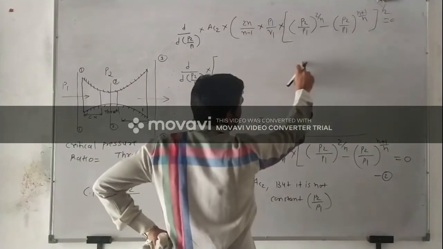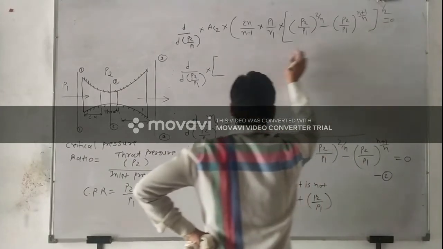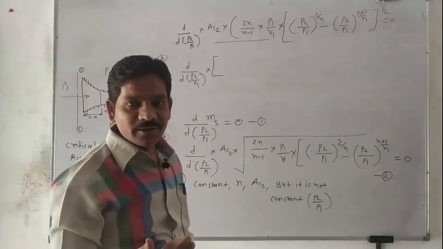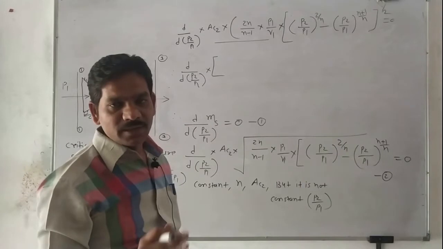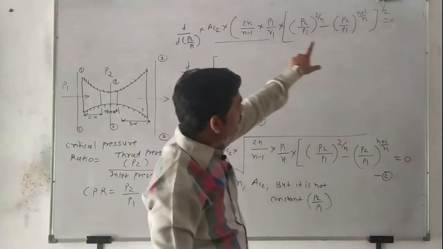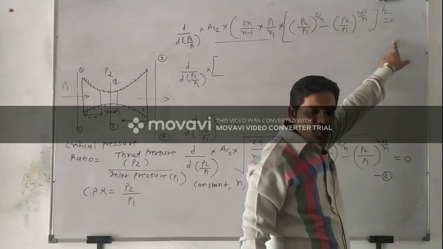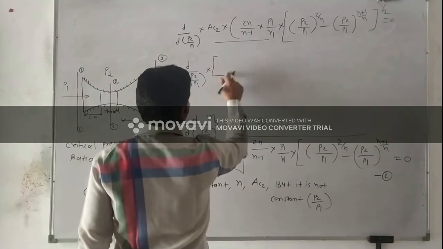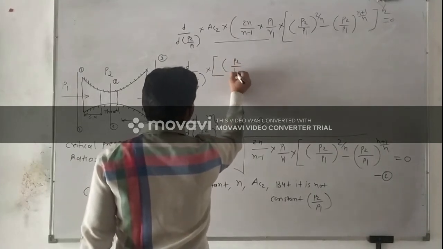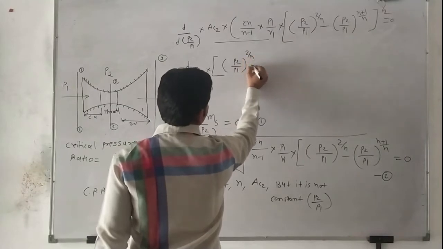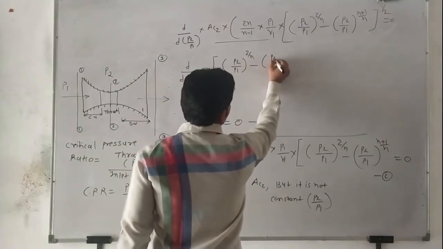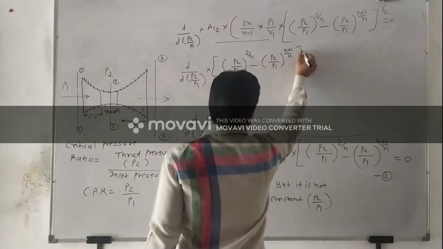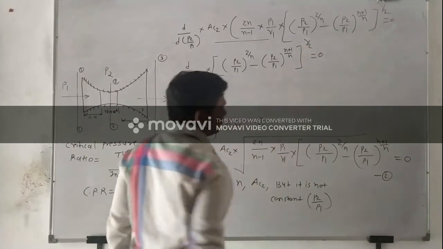This term is going into the multiplication of 0, and 0 multiplied by this term becomes 0, means 0 divided by this term. 0 divided by this term is 0. 1 by 0 is infinity, but it is not 1 by 0 there. This complete term is divided with 0. So this is 0. So what is remaining in here? The remaining is (P2 upon P1) to the power 2 upon n minus (P2 upon P1) to the power n plus 1 upon n, complete power 1 by 2, is equal to 0.